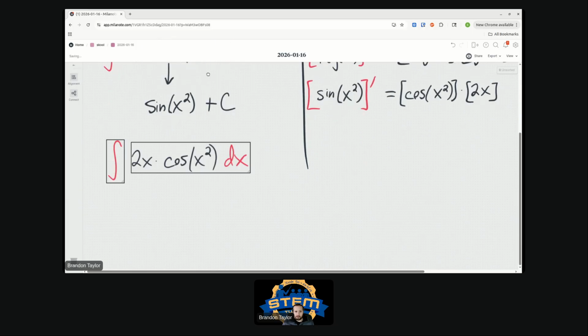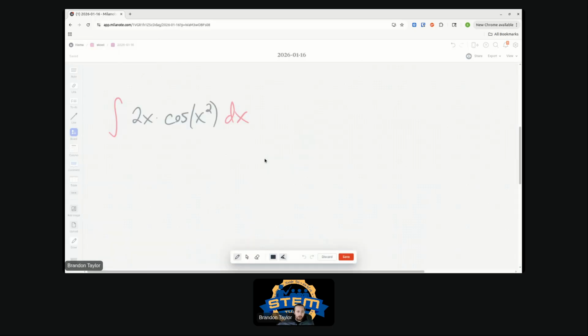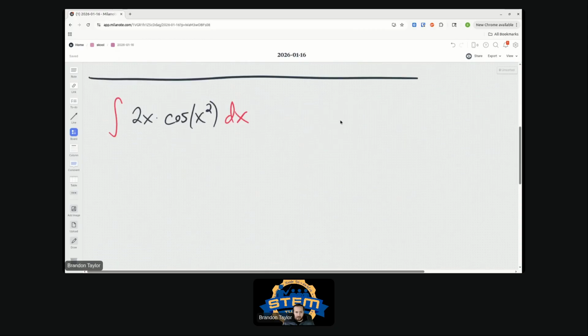So let's say I'm just going to copy this down, and I'll leave it like this. So let's walk through. We already know what the answer has got to be, right? Because you could literally just do the chain rule in reverse. But what I want to do here is show you the mechanics of U-substitution, and how each step that we do here is actually, behind the scenes, undoing the chain rule, because I want to show you it's the opposite of the chain rule.